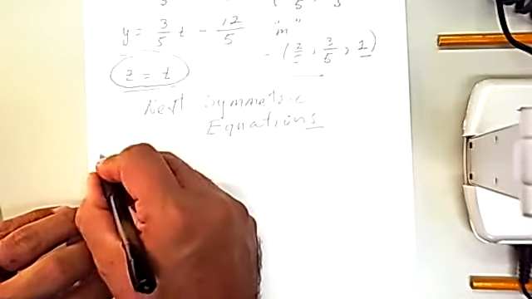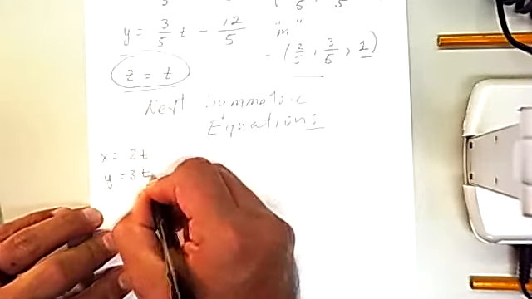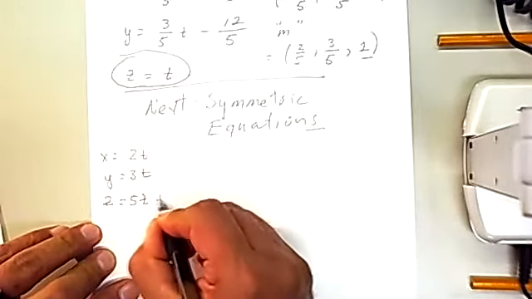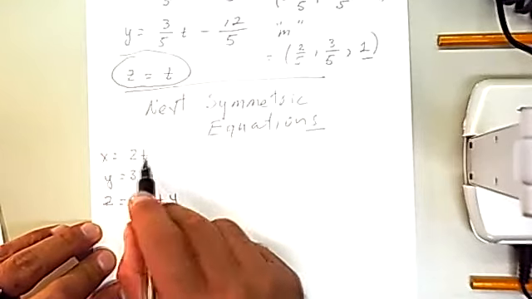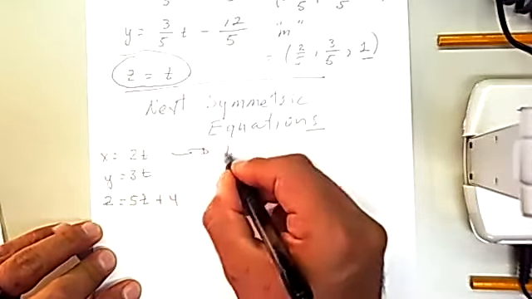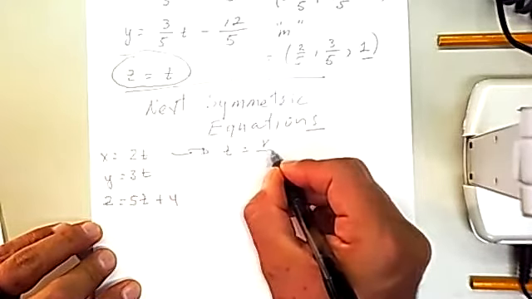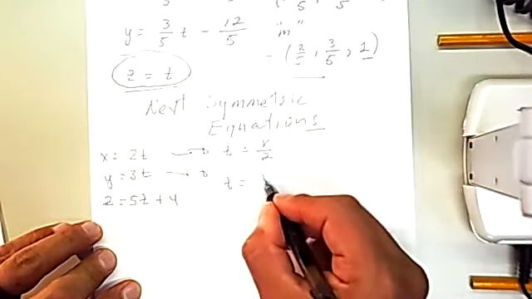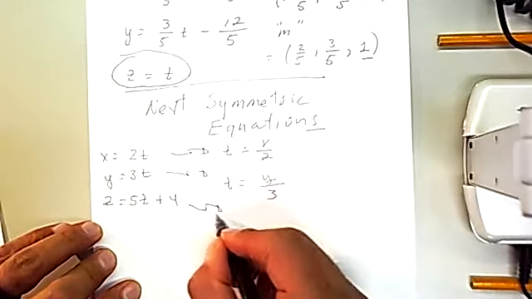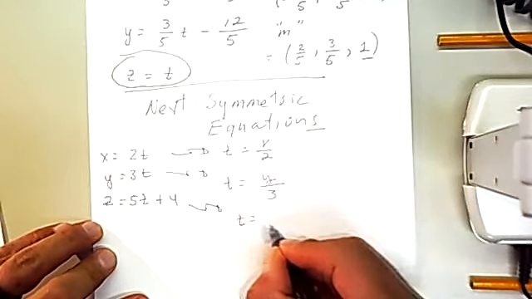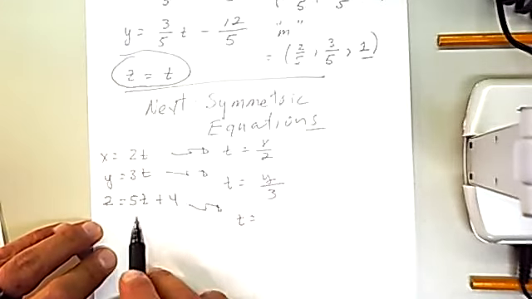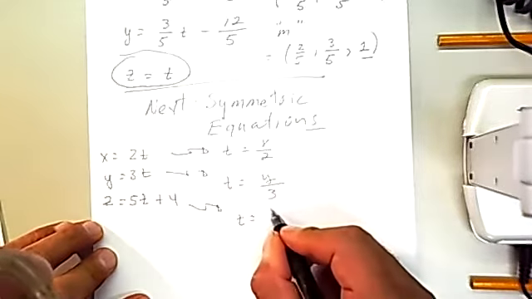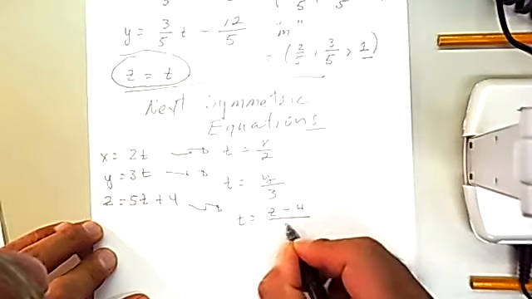2t, that was x, 3t for y, and z, 5t plus 4. If we solve this equation for t, then t will be x over 2. If we solve this equation for t, then t will be y over 3. And if we solve that equation for t, t will be z minus 4 divided by 5.